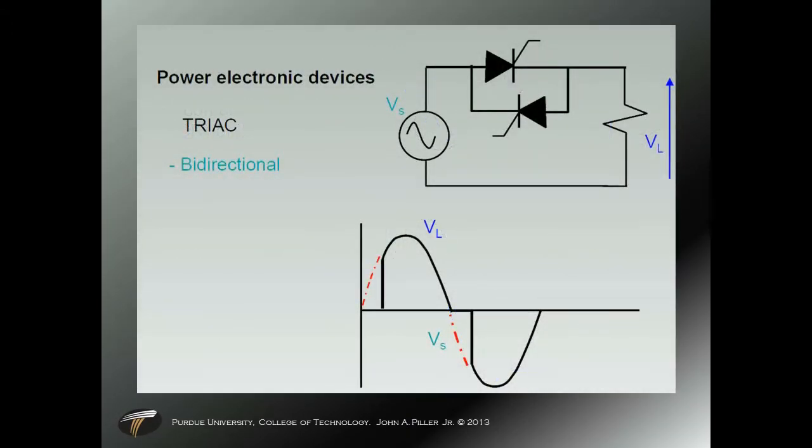Another device like the SCR is a triac. This device is essentially a pair of SCRs, allowing for delay of both the positive and negative peaks of the input waveform.